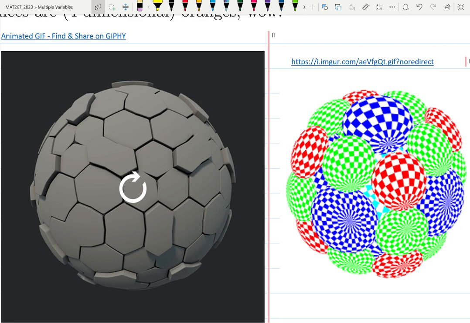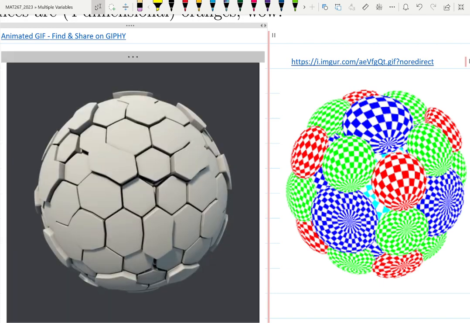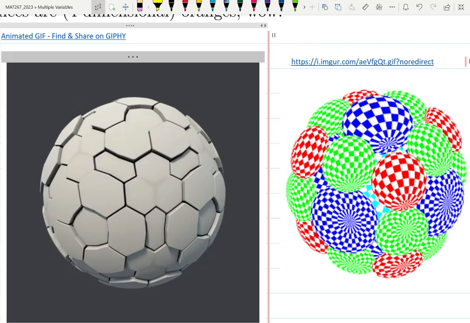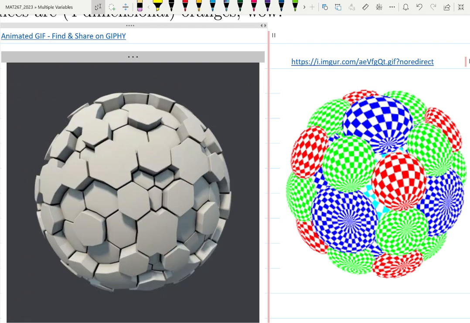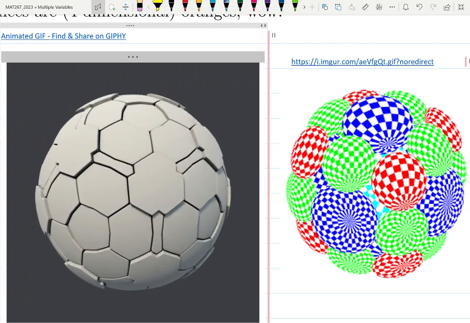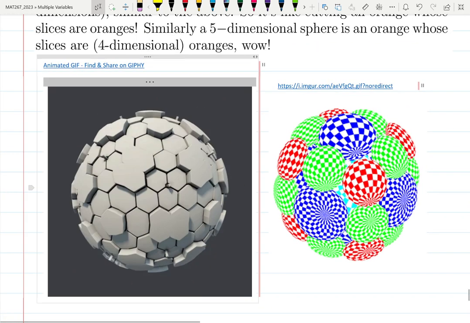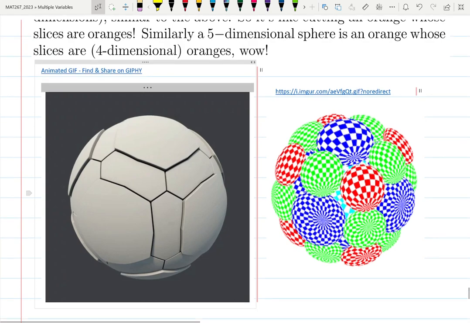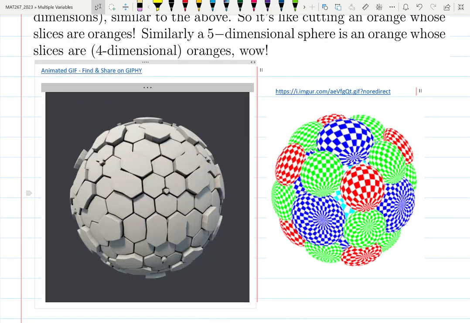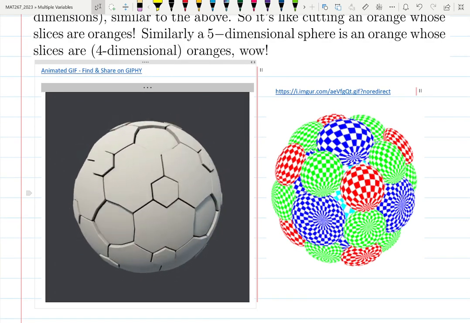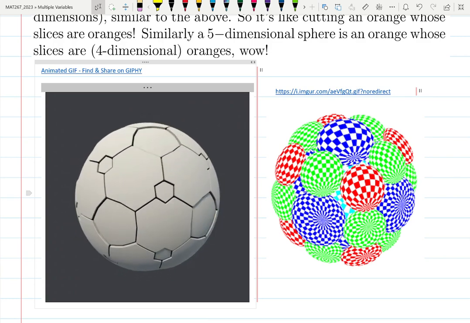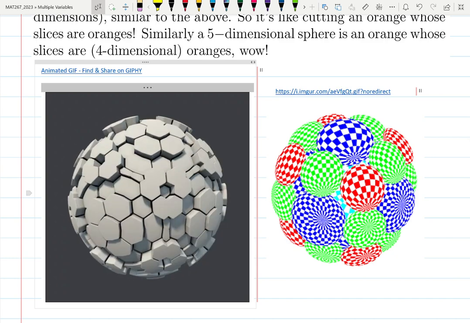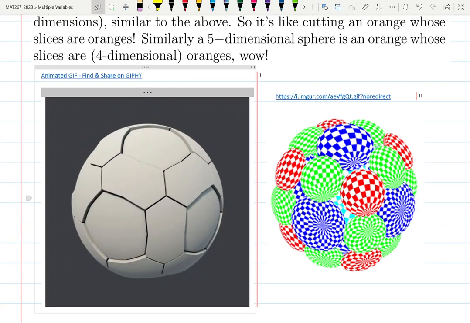So I have this to show you. Let's see if it's gonna work. Yeah. Something like that. So higher dimensions are awesome, and it's just pretty cool that math helps us to understand higher dimensions. This is a five-dimensional sphere, and slices now are four-dimensional spheres, okay? So if it's a five-dimensional orange, in this case it's orange, then slices will be four-dimensional oranges. Can you imagine that? How cool is that?